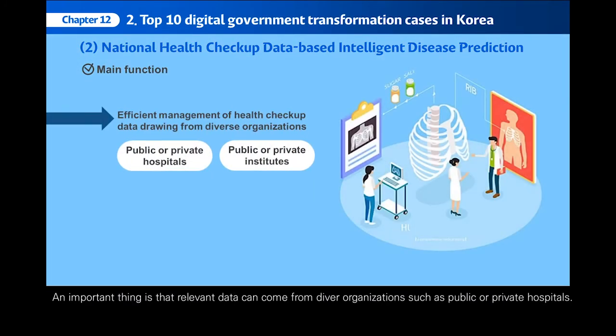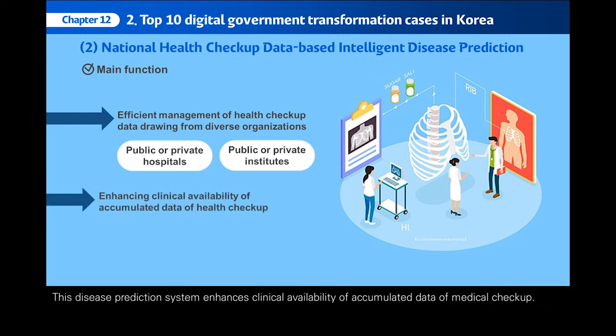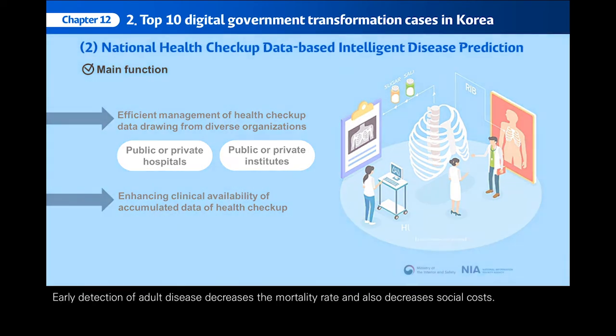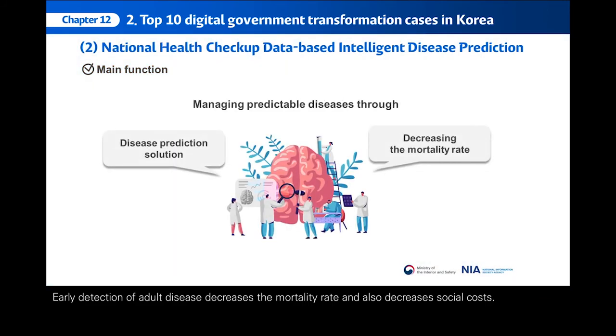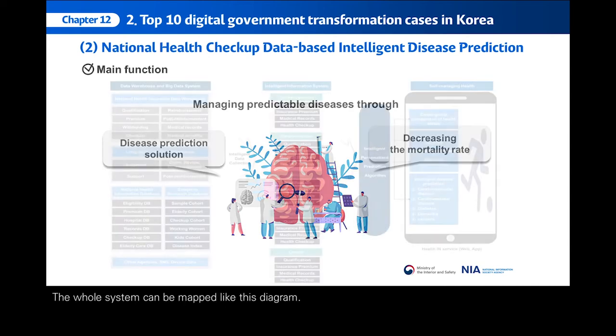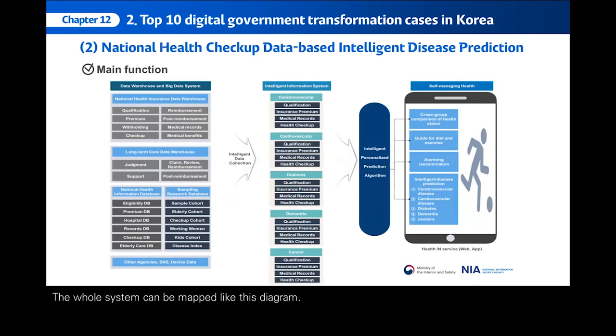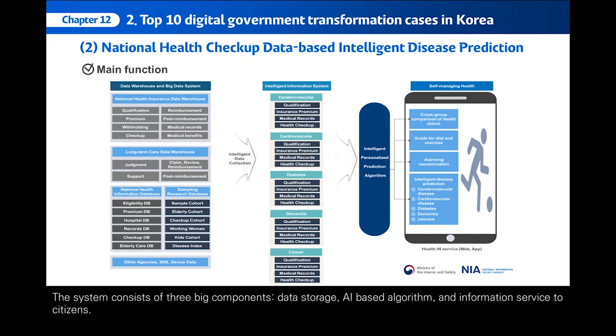An important thing is that relevant data can come from diverse organizations, such as public or private hospitals. This disease prediction system enhances clinical availability of accumulated data of medical checkup. Early detection of adult disease decreases the mortality rate and also decreases social costs. The whole system can be mapped like this diagram. Data warehouse and big data system are pivotal to this prediction system. The system consists of 3 big components: data storage, AI-based algorithm, and information service to citizens.